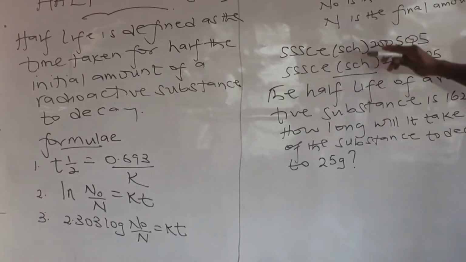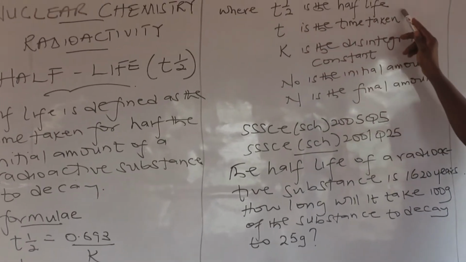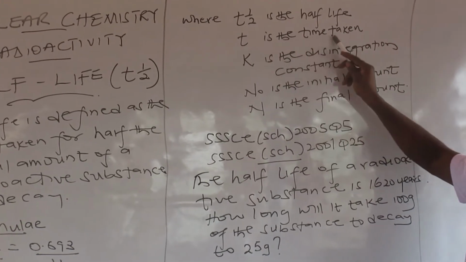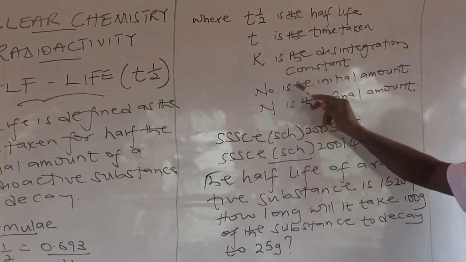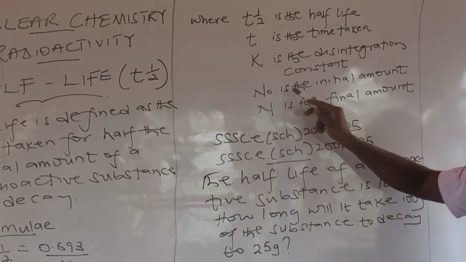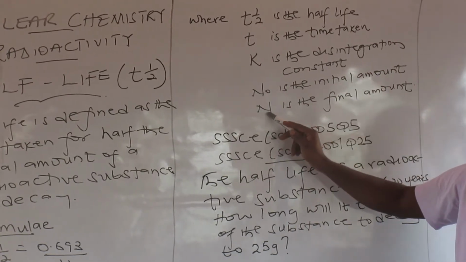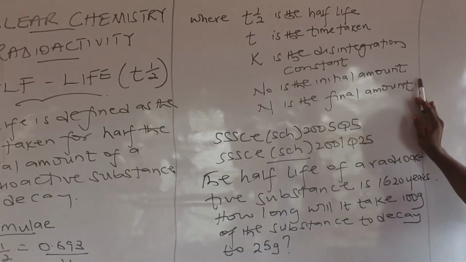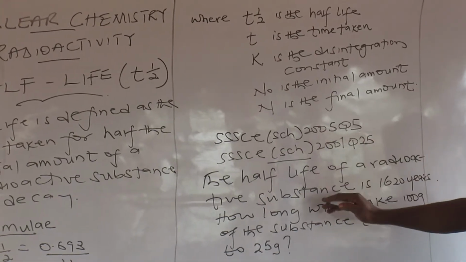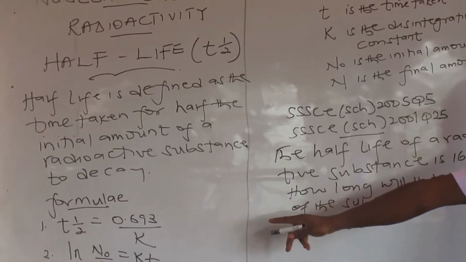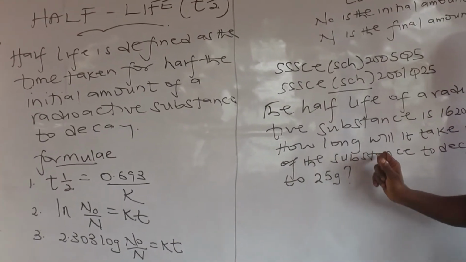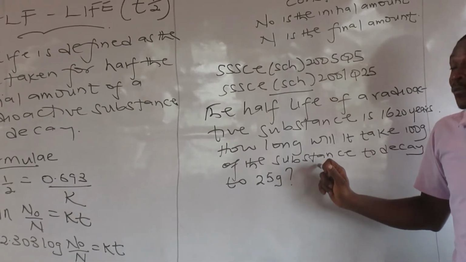Before we do, T half is the half-life. T is the time taken. K is the disintegration constant. N naught is the initial amount. N is the final amount. Good. So how are we going to treat this? We are going to deploy these parameters in order to get the solution to this question here, right?